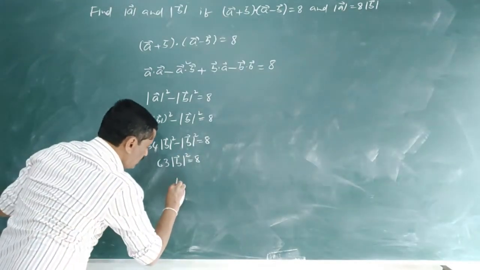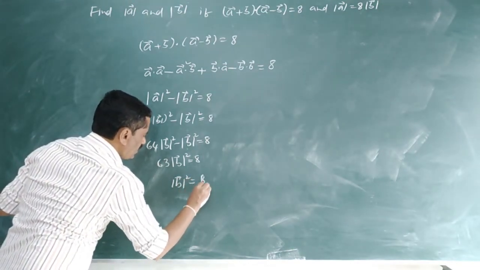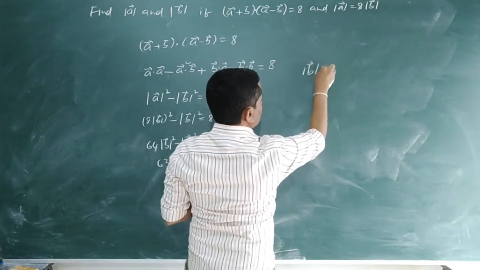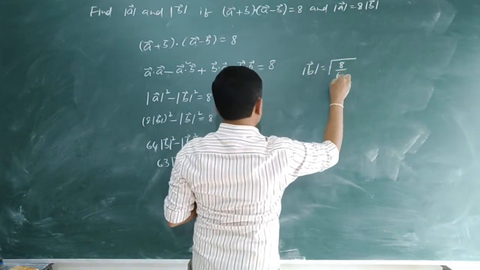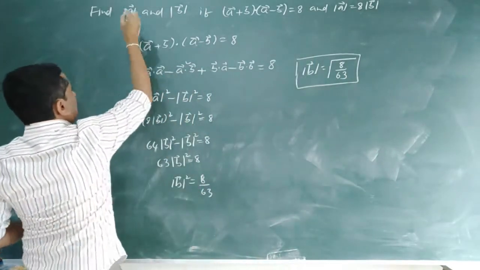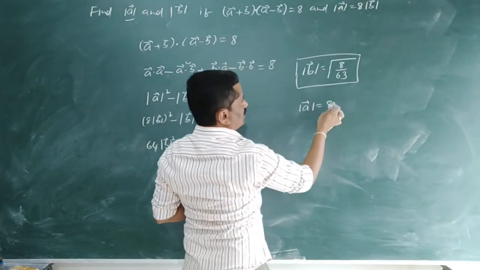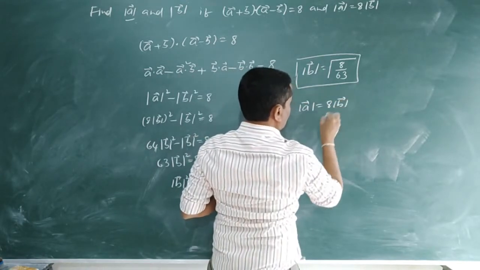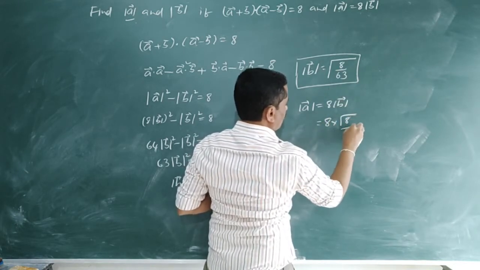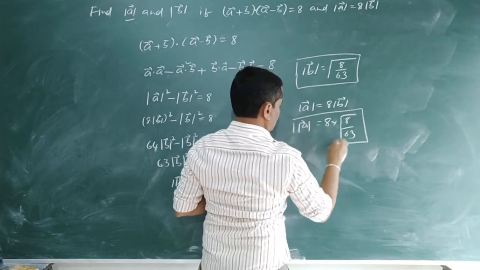So therefore magnitude of b bar whole square is equal to 8 divided by 63. Therefore, magnitude of b bar is equal to square root of 8 divided by 63. So this is the value of magnitude of b bar. Then we need to find magnitude of a bar. Magnitude of a bar is equal to 8 times magnitude of b bar, that is 8 into, what is the value of magnitude of b bar? We have root 8 divided by 63. So this is the value of magnitude of a bar.